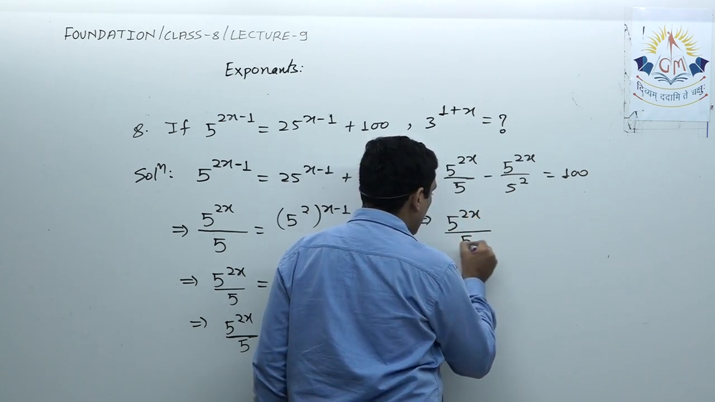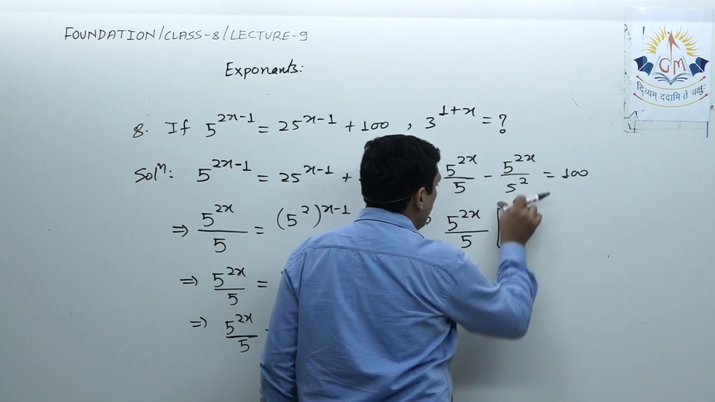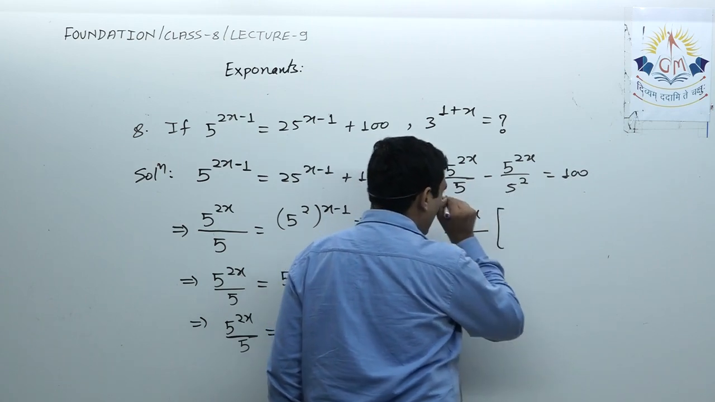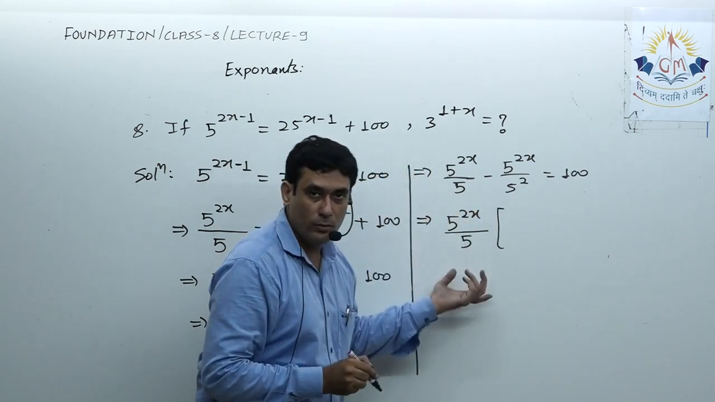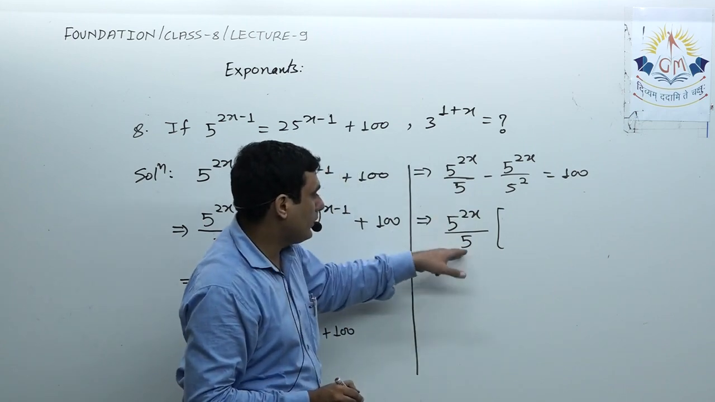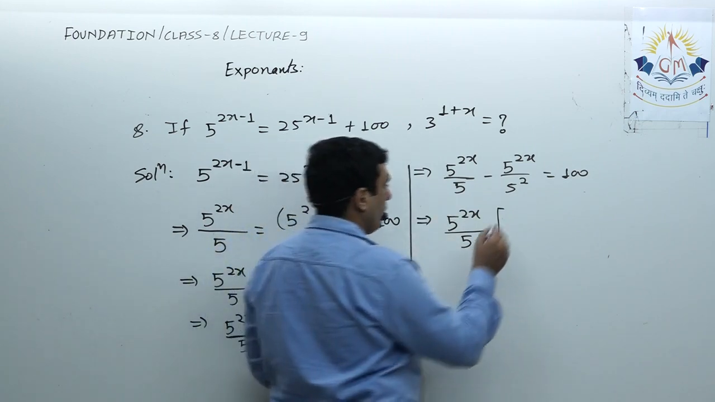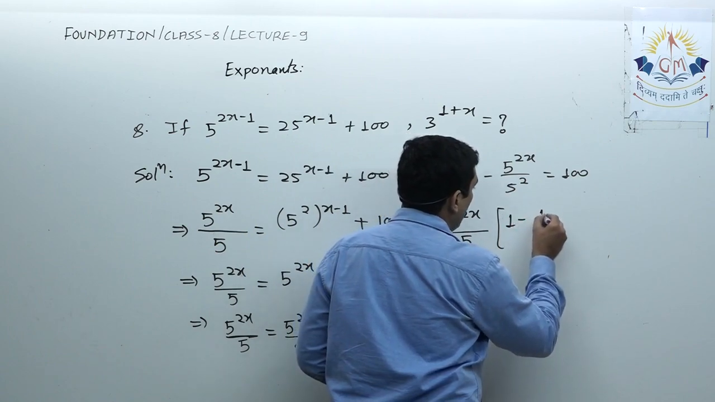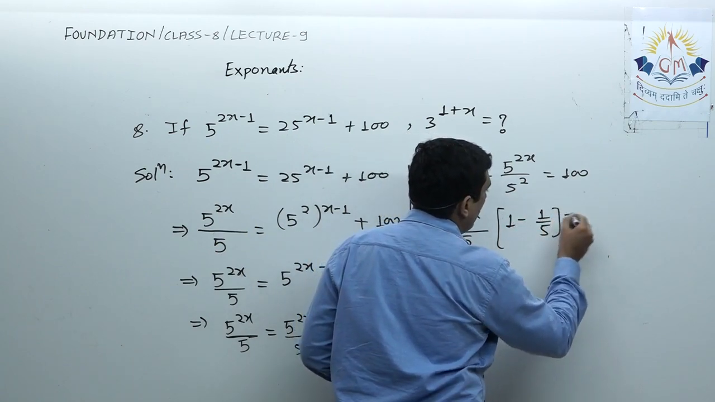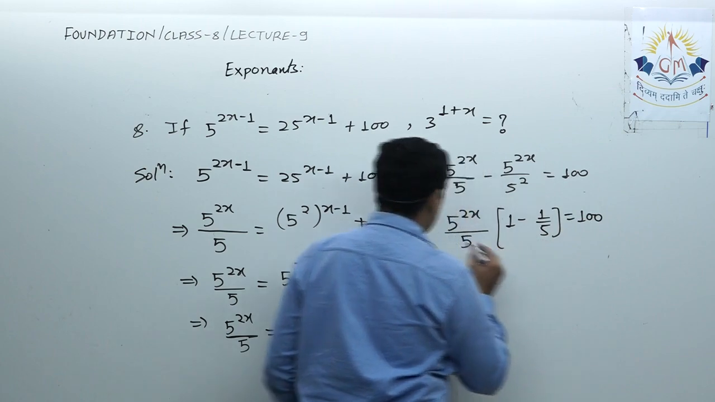Okay, 5 raised to 2x upon 5, that I took common. Both things can be done. If I take only 5 raised to 2x common, then also it is okay. If I take 5 raised to 2x upon 5 common, then also it is okay. So I am left with 1 minus 1 upon 5 is equal to 100.